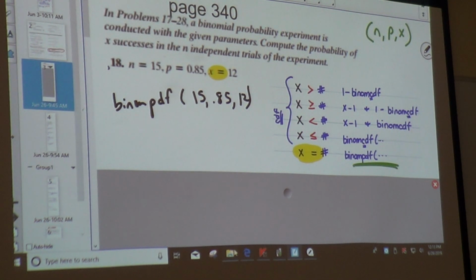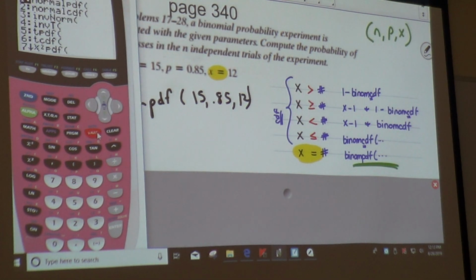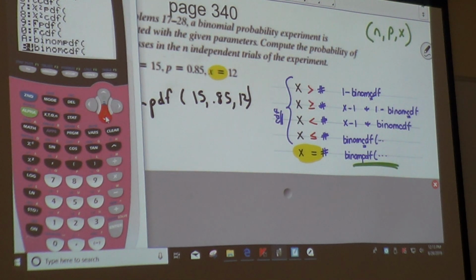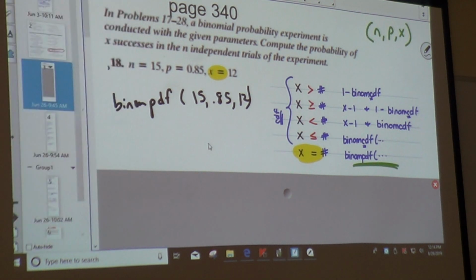So I go to my calculator, I do 2nd vars, I go down, down, down, down, down until I get to the binomial PDF. It was either A and B or 0 and A. I'm gonna go to the binomial PDF, and I'm gonna do 15, comma, 0.85, comma, 12. There's my answer.